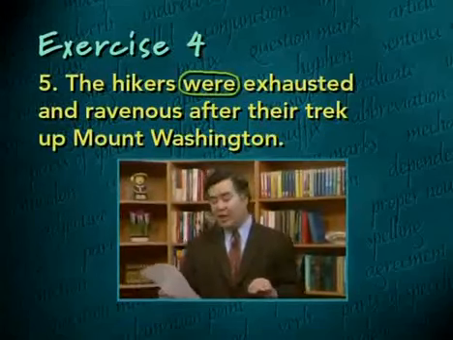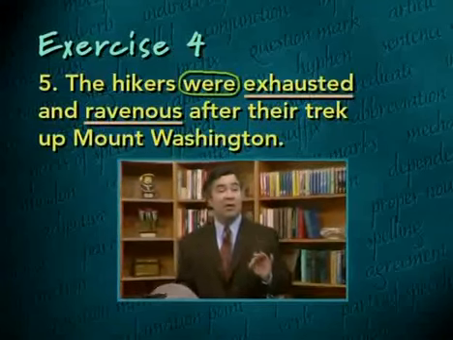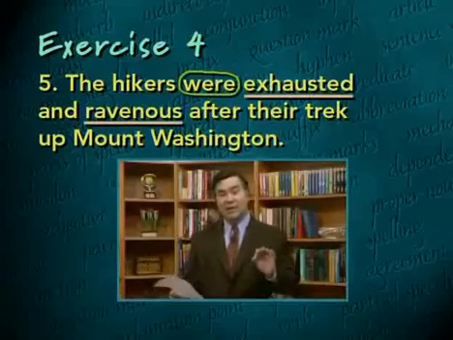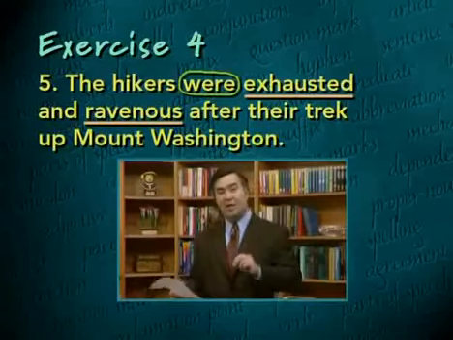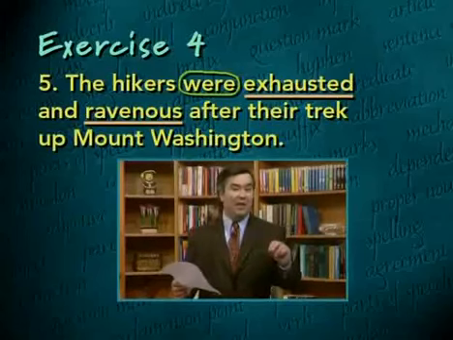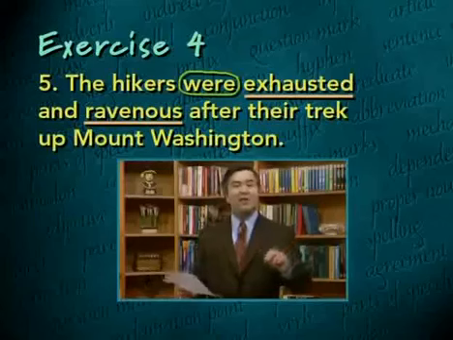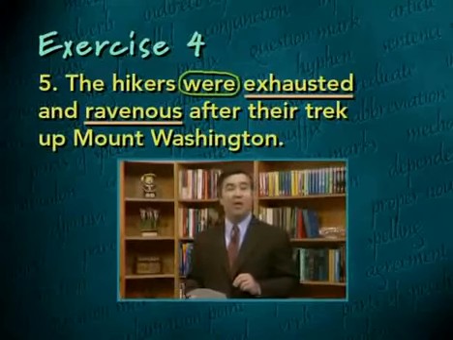And the hikers were two things. They were exhausted and ravenous. Those are both adjectives which give more information about the hikers. So in this case, we have a compound subject complement. Two adjectives joined by the coordinating conjunction and both of those words go to give us more information about the subject of the linking verb were.